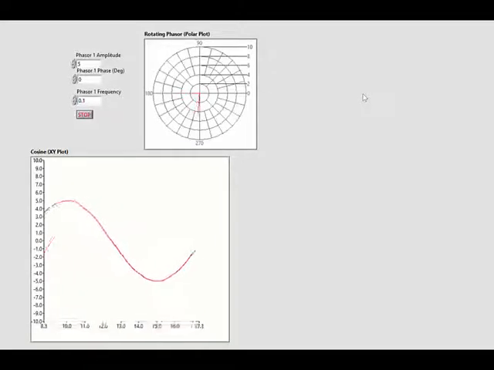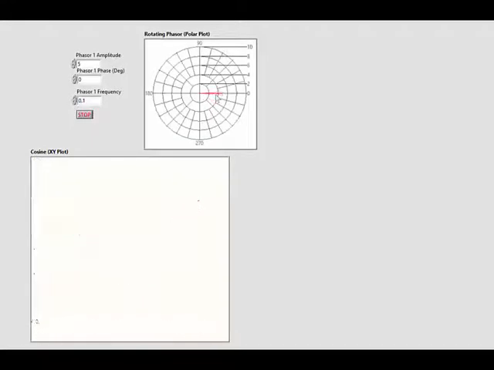Here we have a video animation illustrating the relationship between a rotating phasor and a cosine plot. On the top here we have a phasor plotted on a typical polar plot, and we've got some quantities about that phasor value that we can adjust. First, we could adjust the phasor amplitude, which is just the length of the vector here. We could also adjust the phase degree, which is the initial angle that this rotating vector forms with the positive axis at time t equals 0.